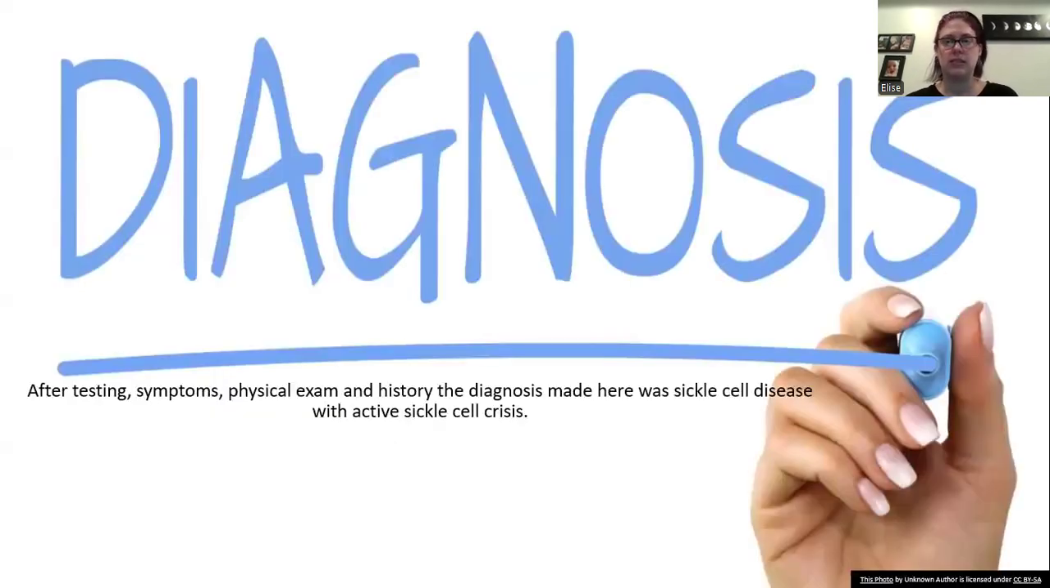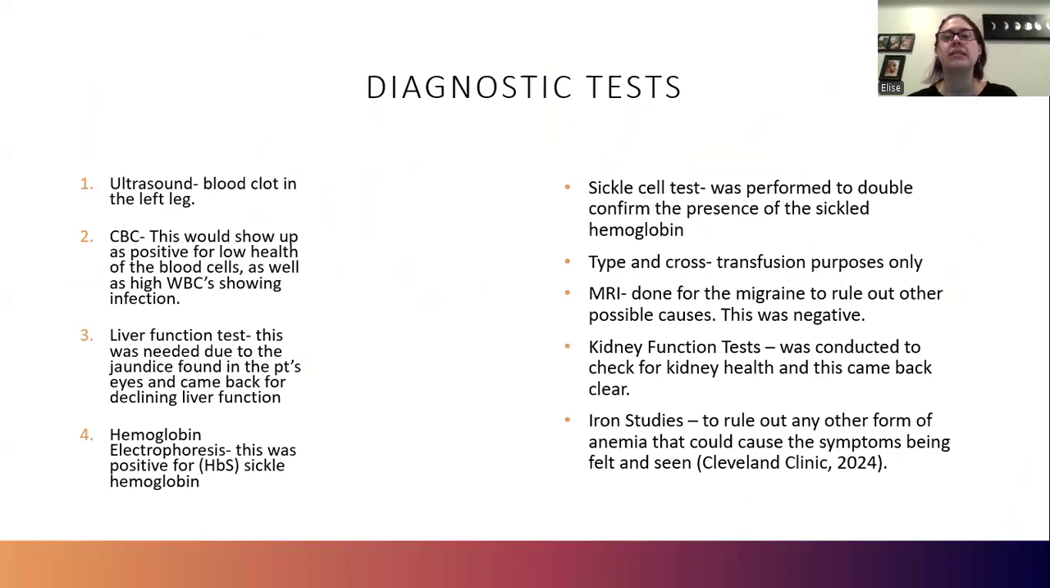The diagnosis. The diagnosis that I've come up with after performing the tests that I will go over next, the symptoms, physical exam, and history, I have concluded that he has sickle cell disease with active sickle cell crisis. The diagnostic tests would be an ultrasound for blood clot, and one was found in the left leg.